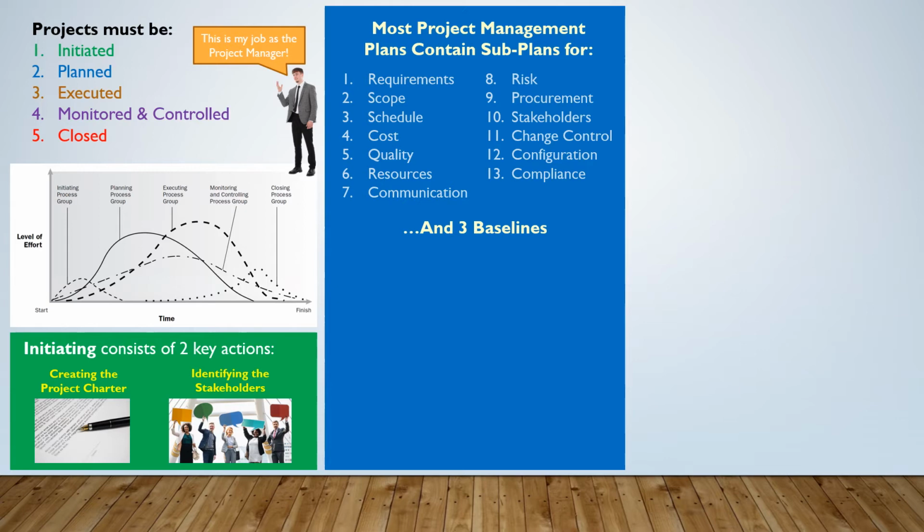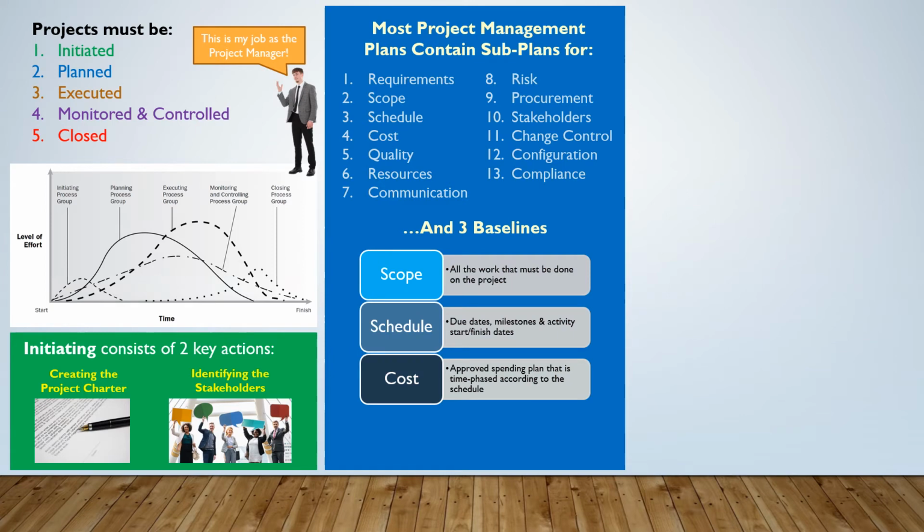Now, baseline means that we're going to measure project performance against this baseline. So there are scope baseline, schedule baseline, and cost baseline. The scope baseline is where we document all the work that we have to do on the project. The schedule baseline contains due dates, milestones, and any activity start and finish dates.